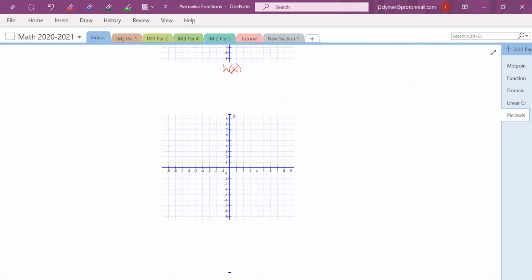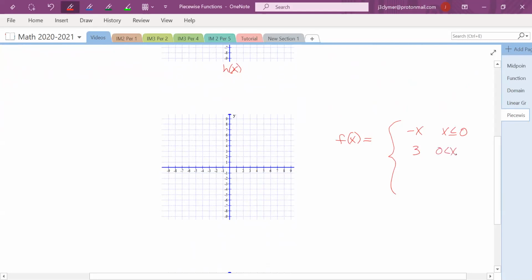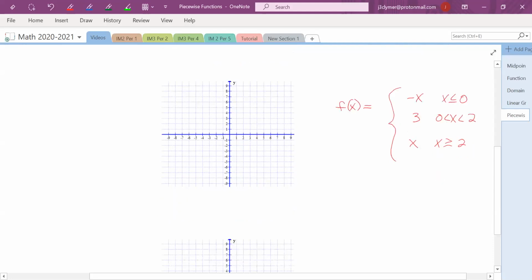So let's say you're given f of x is equal to one equation when x is less than or equal to 0. You're given another equation when x is bigger than 0, and we'll say to 2. And then we'll say something fairly easy for now. They'll say that f of x is equal to x when x is bigger than or equal to 2. All right, so let's look at these three values.